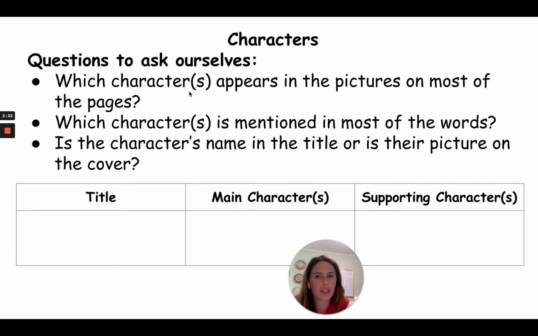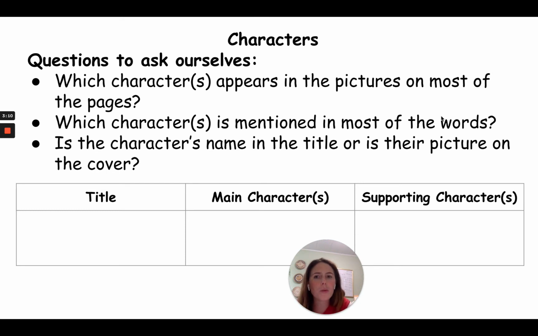Which character or characters appear in the pictures on most of the pages? So when you're watching or reading a book, you look to see who's on most of these pages. That's one clue that they might be your main character. Which character or characters is mentioned in most of the words? So when you're reading the pages, if you see the same name written over and over again, that's another hint that your character is the main character.